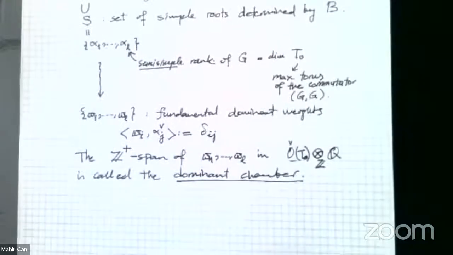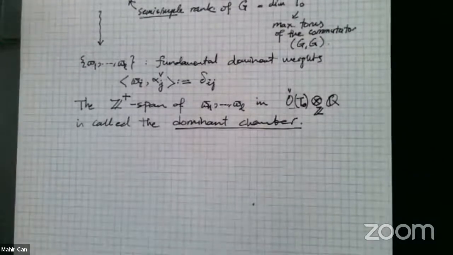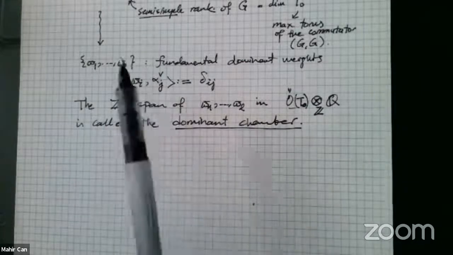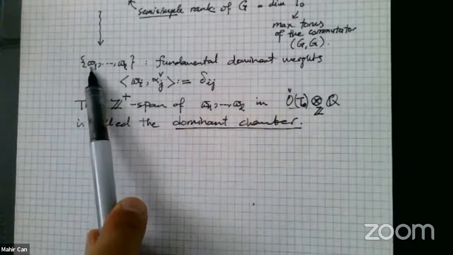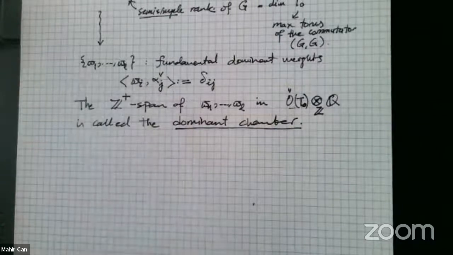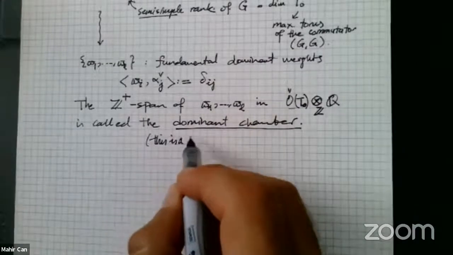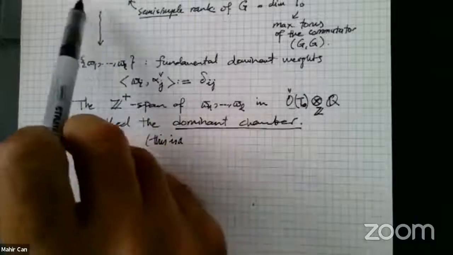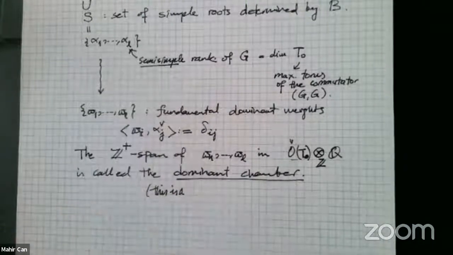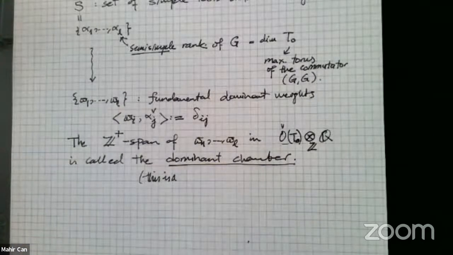The important thing to know about this chamber is that it's a strictly convex cone, and it is generated by these lattice points, omega. So it's a strictly convex rational polyhedral cone. So far, you haven't used B, right? B is used in an essential way. It is used for defining alphas, the choice of simple roots. And then the choice of simple roots gave us these fundamental weights.